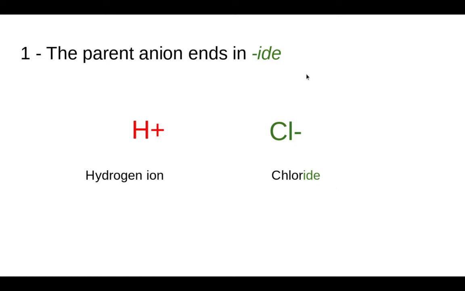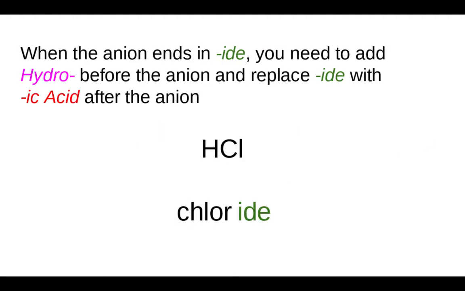Now, the clue for rule 1 is this IDE at the end. You can see IDE. This is the important part when naming the ion, okay? So the rule is when the anion ends in "ide," you need to add hydro before the anion and replace "ide" with "ic" acid after the anion. That might sound a little bit confusing, so let's do this a bit more slowly.